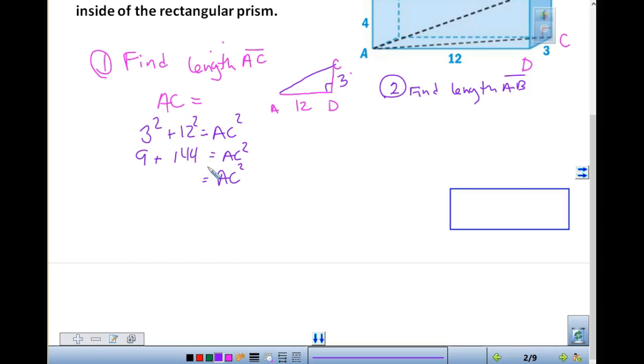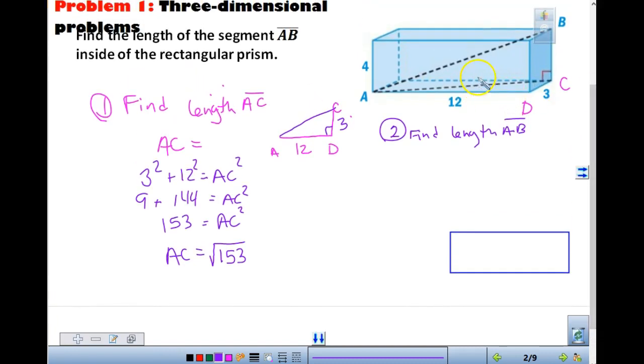153. Now, here's the thing where a lot of you like to use your calculator, and you do not want to do that at this point. You do not want to use your calculator to find the square root. You want to keep it exact. So we have 153. We know that's not a perfect square. So when I look for the length of AC, the length of AC exactly is going to be what, Whitney? What do you do to get rid of the square? Square root. Square root of 153. We have found the length from A to C. This is the square root of 153.